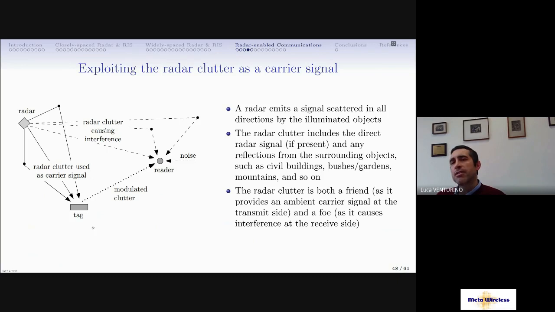The major challenge here is that the radar clutter is both a friend, as it provides an ambient carrier, but also a foe, since this radar clutter also hits the reader, and at the reader, the radar clutter is nothing but interference. So the reader will receive the ensemble of echoes generated by the radar plus the message modulated by the tag. I will give you more detail on this in a moment. So the idea is we want to exploit the radar clutter as a carrier signal, and we want to do this in such a way that the same radar clutter at the reader is not causing too much problem.